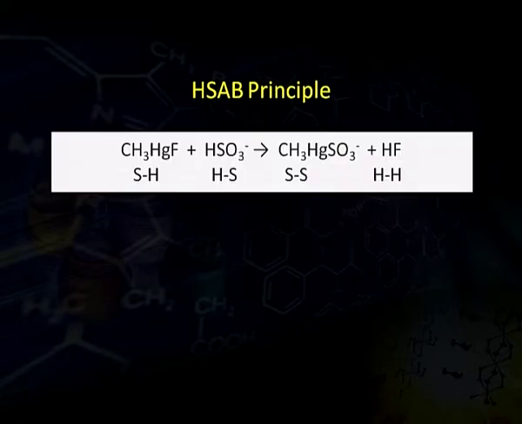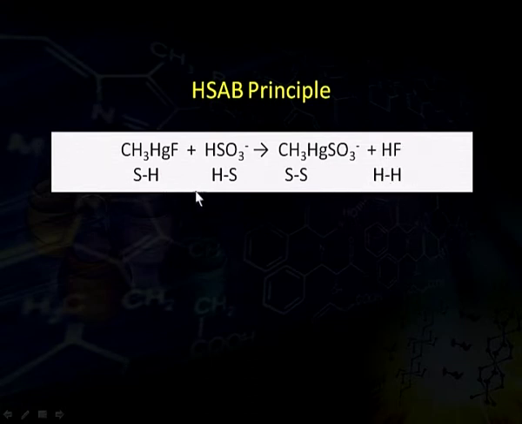I have one example here, methyl mercury fluoride. In this case, methyl mercury cation is a soft acid while fluoride is a hard base. When it combines with HSO3 minus, where proton is a hard acid and sulfite ion is a soft base, they spontaneously form CH3HgSO3 plus HF. In this case, methyl mercury cation is a soft acid and sulfite is also a soft base, and here proton is a hard acid and fluoride ion is also a hard base.